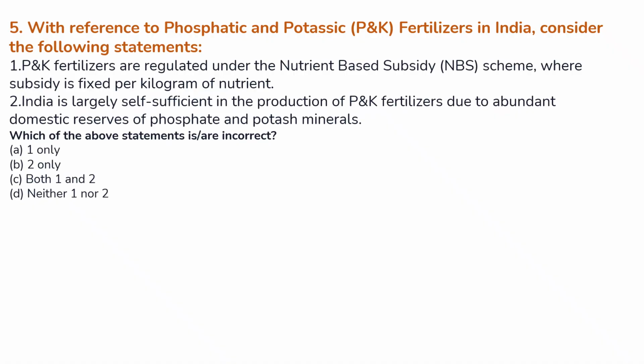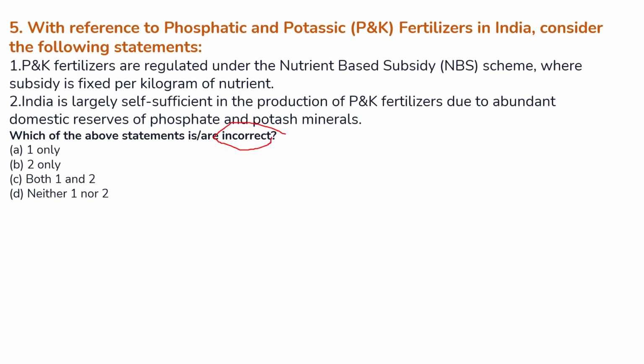With reference to phosphatic and potassic fertilizers in India, consider the following statements. Statement 1. P&K fertilizers are regulated under the nutrient-based subsidy scheme where subsidy is fixed per kilogram of nutrient. Statement 2. India is largely self-sufficient in the production of P&K fertilizers due to abundant domestic resources of phosphate and potash minerals.